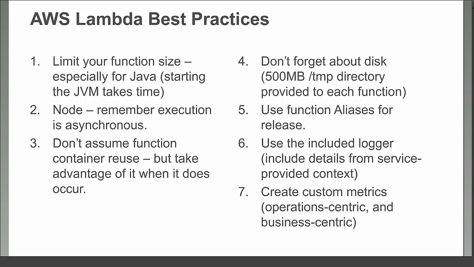The next thing worth calling out is that you do have scratch space available on disk. Each function has 500 megabytes in a /tmp directory that's available for each function, and this could be something that allows you to keep resource utilization down by offloading some things from memory during processing.